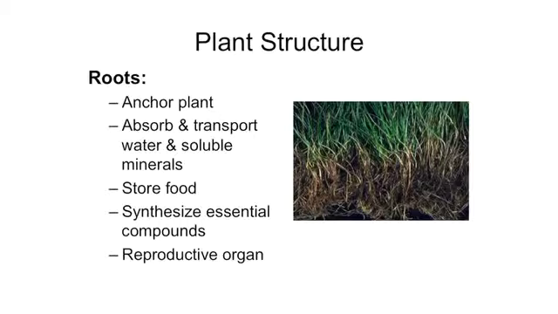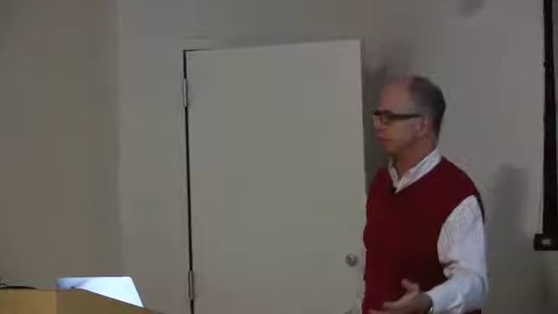Roots are also a place where certain essential compounds are synthesized in plants and then redistributed to other parts of the plant. Some plant hormones are produced there, and some other compounds depending on the plant. They can also be a reproductive organ in some cases. We can produce new plants from them in some species of plants.